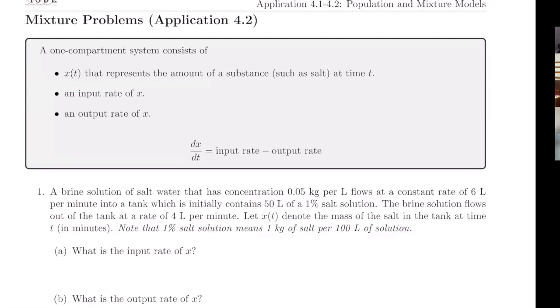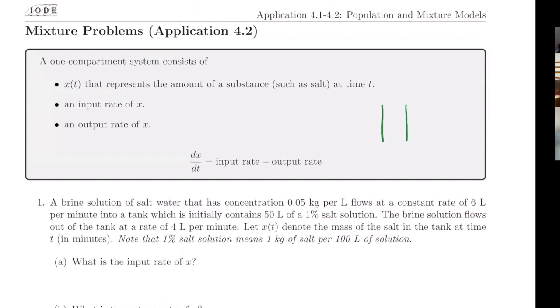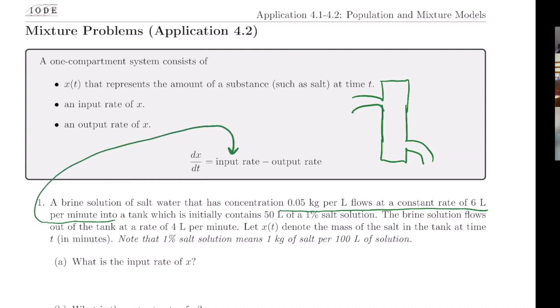And then how we could solve them. Just recall that the idea here is we've got some sort of tank, and there's some solution going in, and there's some solution coming out of this tank. Let's highlight some of the important information. We're told that a brine solution that has a concentration of 0.05 kilograms per liter flows at a constant rate of 6 liters into the tank. All of this information is summarizing the input rate in the tank.